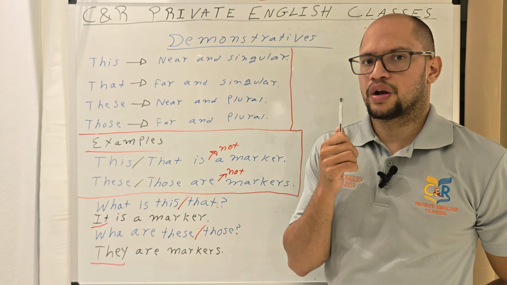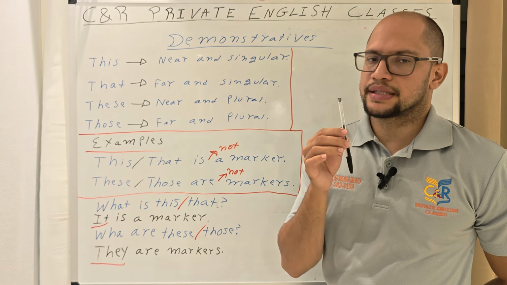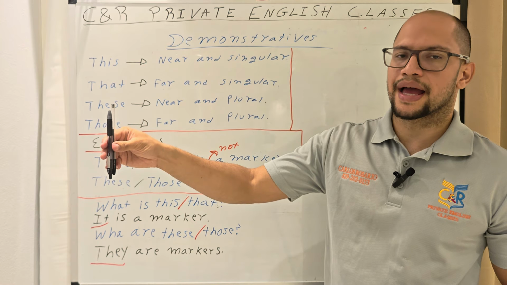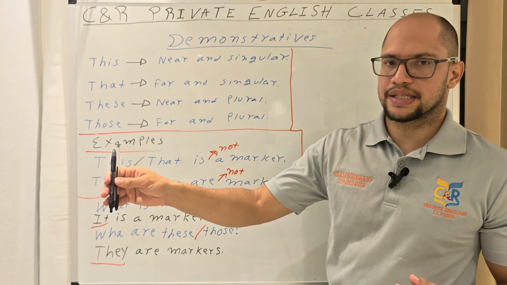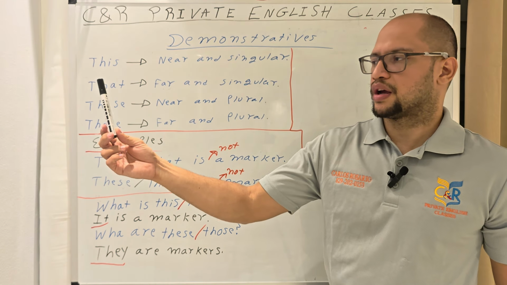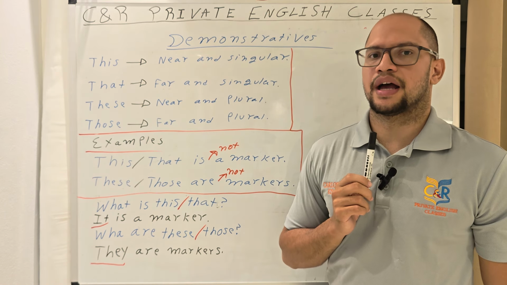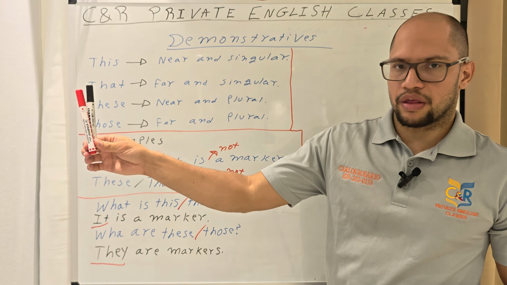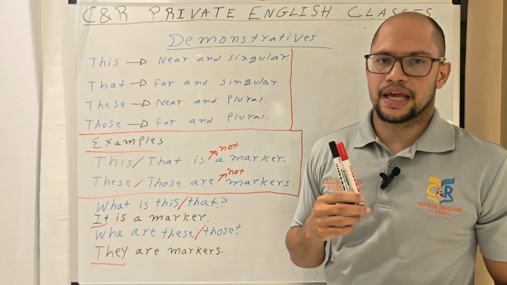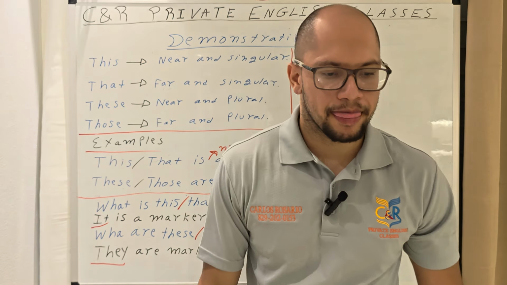What is the question? What is this? Answer. It is a pen. Question. What are those? Answer. They are pens. Question. What is that? Answer. It is a marker. What is this? It is a marker. What are those? They are markers. What are these? They are markers. Okay, demonstratives.